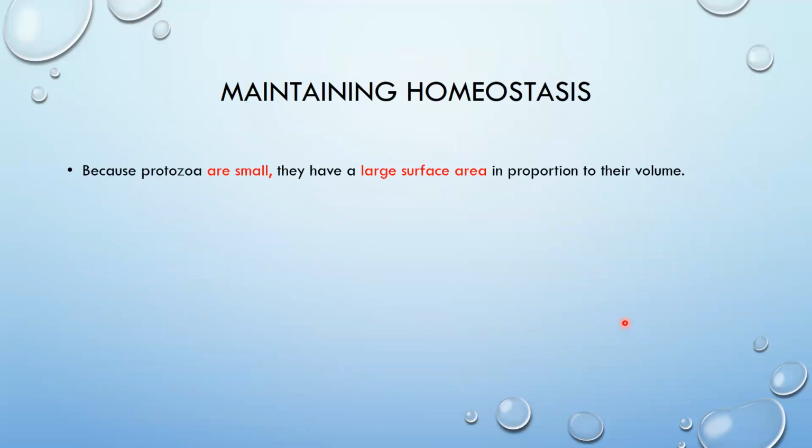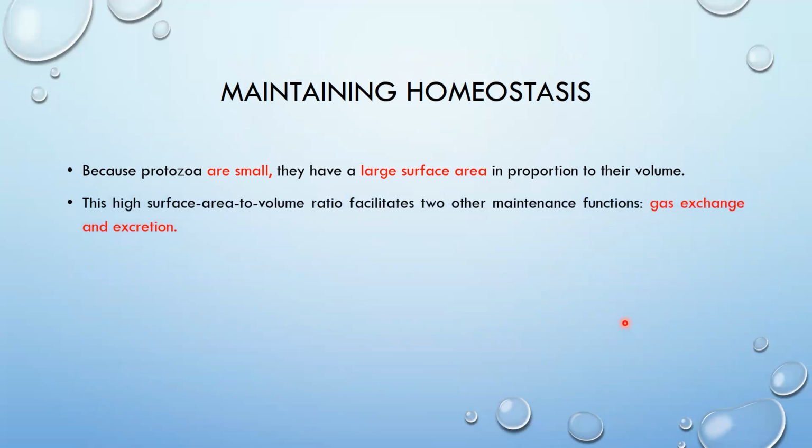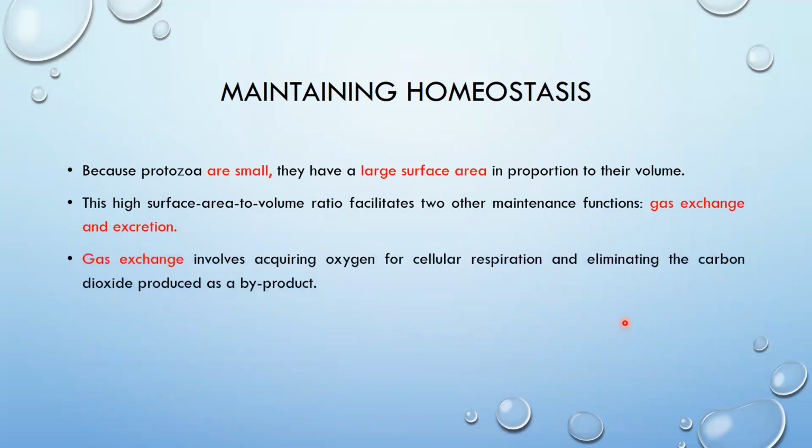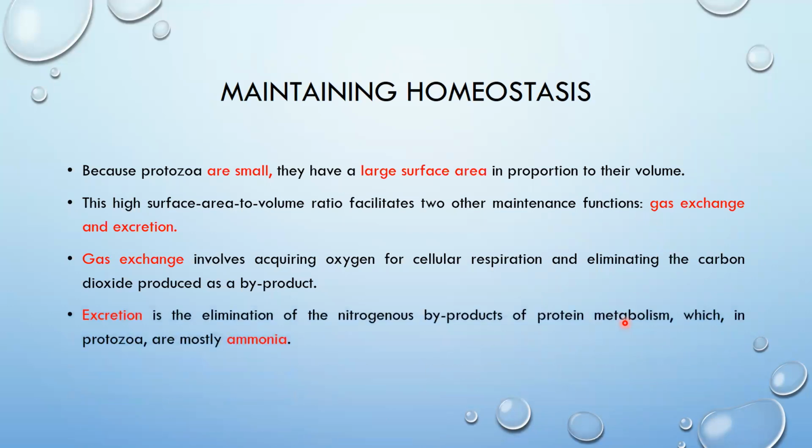These two points are very important for your exam, the cytopharynx and the cytopyge. Because protozoans are small, they have a large surface area in proportion to their volume. So this high surface area to volume ratio facilitates two other maintenance functions, gaseous exchange and excretion. In protozoans, gaseous exchange involves acquiring oxygen for cellular respiration and eliminating the carbon dioxide produced as a byproduct. Excretion is the elimination of the nitrogenous byproducts of protein metabolism, and in protozoans, the excretory product is ammonia.